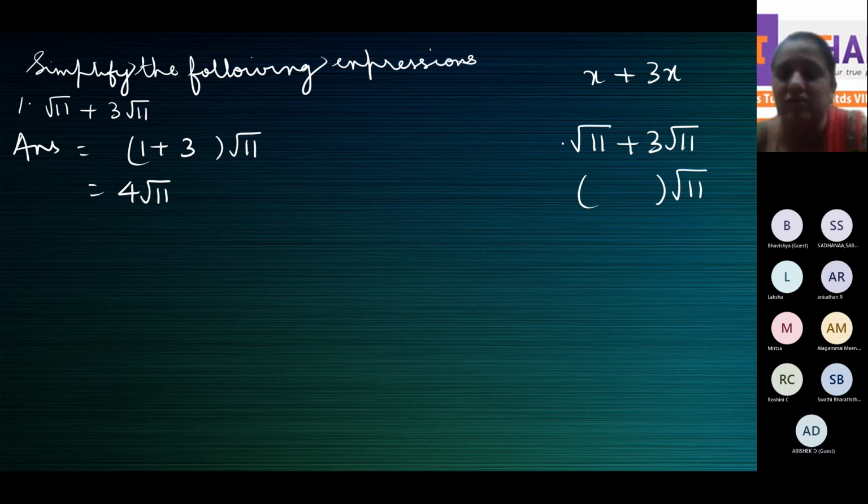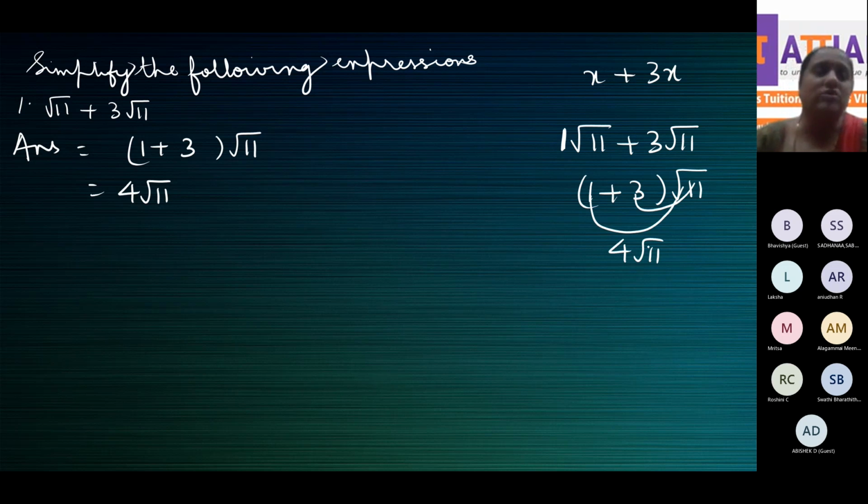Somebody's mic is enabled, disable your mic. So here if it is root 11, it is 1 root 11. There's 1 here. So 1 plus 3 in the bracket. 1 into root 11 is root 11. 3 into root 11 is 3 root 11. So 1 plus 3 is 4. So 4 root 11.